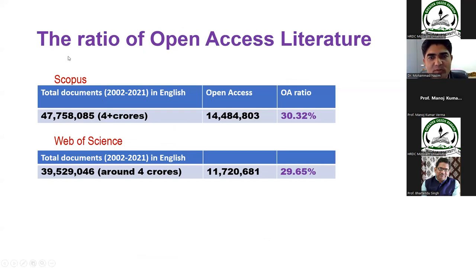Now we can see the ratio of open access literature. We have already seen the open access journal ratio. Now the ratio of open access publications. Around 30% of the literature published during 2002 to 2021 in journals included in the Scopus database is open access. Similarly, in Web of Science, around 29.65%, around 30% of literature is open access. It means out of 100 articles published in journals indexed in Scopus and Web of Science, around 30 articles are open access.